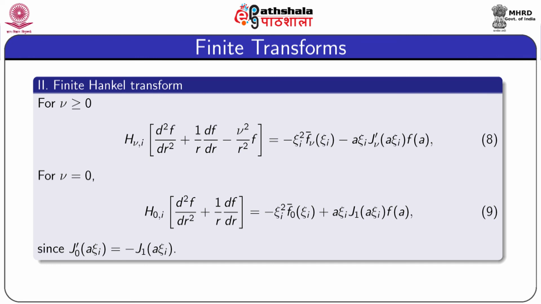That you can see in equation 8, and this relation holds for all nu greater than or equal to 0. So, in particular we can take the value of nu as 0. Therefore, H0 I of d2f dr square plus 1 by r df dr is equal to minus xi I square f0 bar plus a xi I j1 a xi I into fa, where we have put the value of j0 dashed as j1.